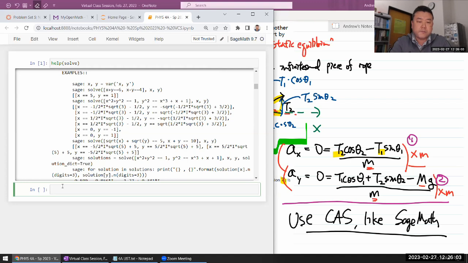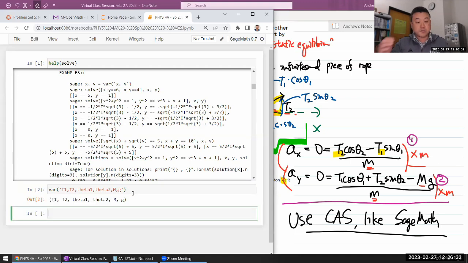So I need to define the variables I will be using. T1, T2, theta 1, theta 2, I don't need the small mass m. I'm going to write down the version of the equations where I've canceled them out. I do need a big mass M, and I do need a g. Okay, and in the documentation they have you assign these into those. I found that you don't need to. Just this declaration defines those variables, and they are ready for use.